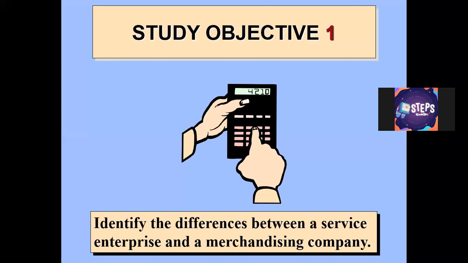A service company is more on you perform services and then you have your revenue, correct? How about the merchandising? You sell and deliver goods and you have a markup for it, and you have your gross profit. Why? Because sales minus cost of goods sold gives you gross profit. All right, very good, Clarissa.